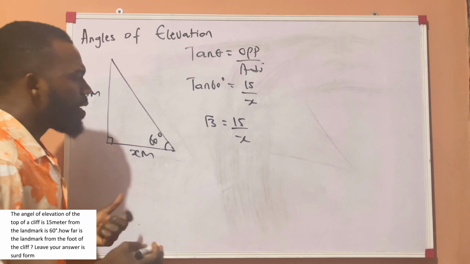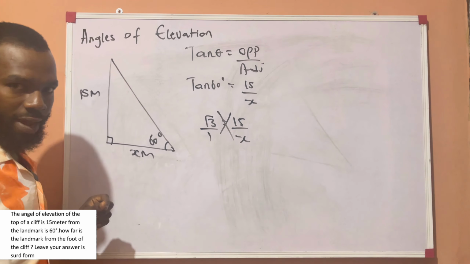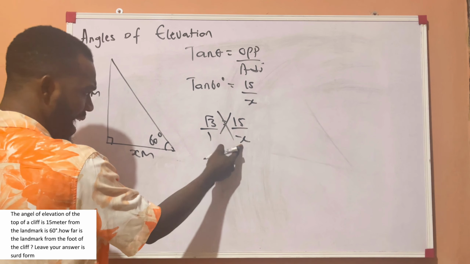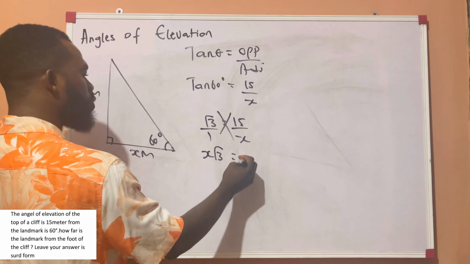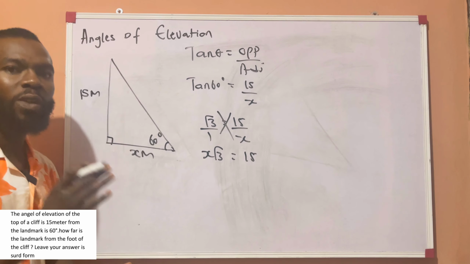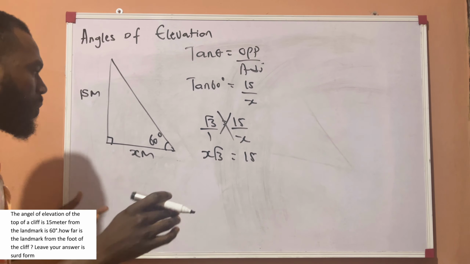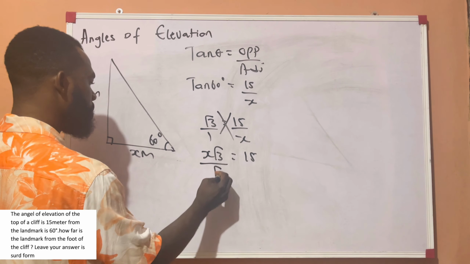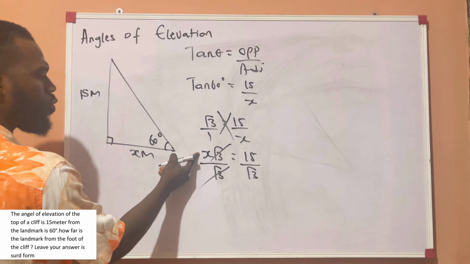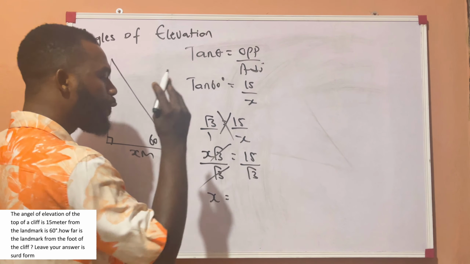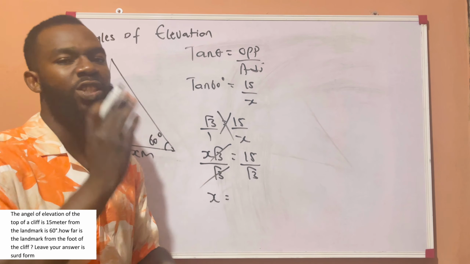Are you with me? Now, what do we do? Place root 3 over 1 and cross multiply. If we cross multiply, x times root 3 gives us x root 3, and 15 times 1 gives us 15. Again, we need to make sure x stands alone. And for us to do that, we need to divide both sides by root 3. So when root 3 comes over root 3, what do I have left? x. Class, 15 over root 3 should be rationalized because of the root sign at the denominator.